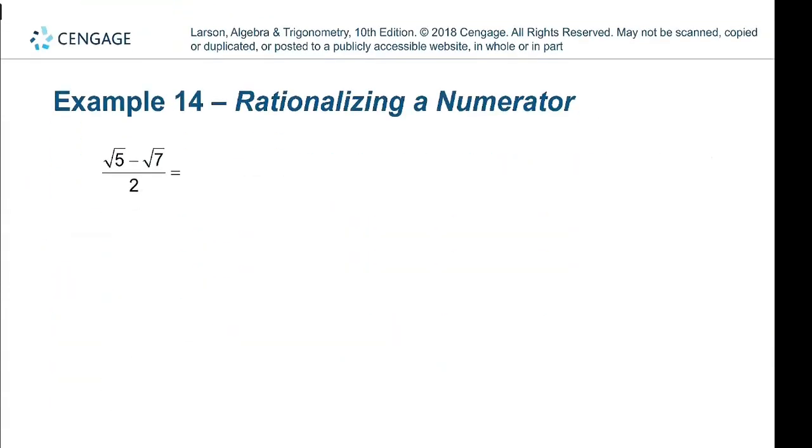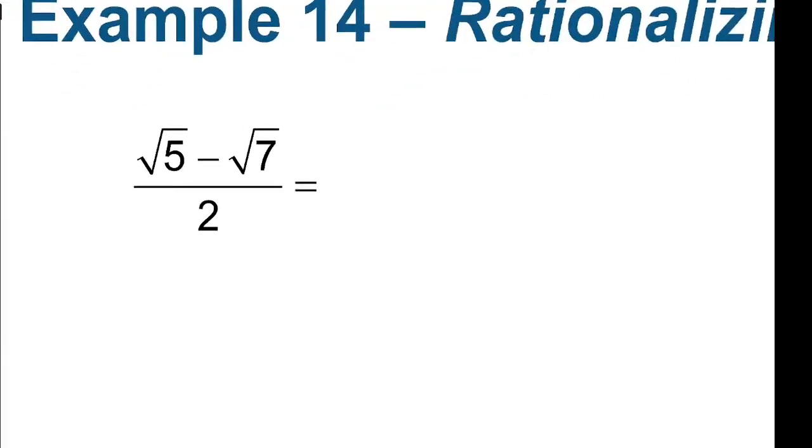With example 14, we're rationalizing the numerator. What that means is that you are taking the conjugate of the numerator and multiplying it by both the top and the bottom. The conjugate just means the same expression with the opposite sign. Okay, so with the top here, you have this square root 5 minus the square root of 7. You are going to multiply the top and the bottom of this fraction by the opposite of that with the middle, just the middle, not the front and the back term.